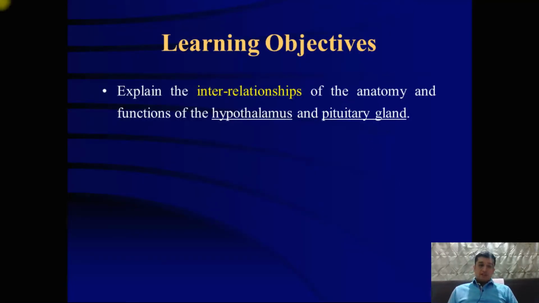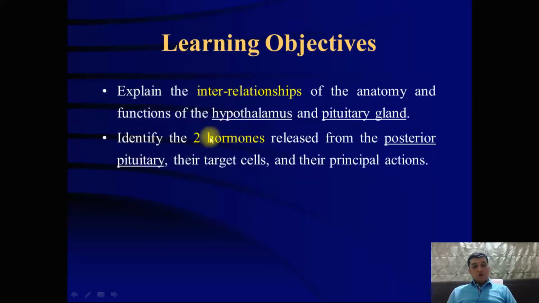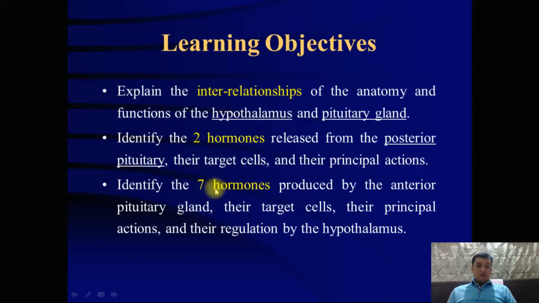After attending today's lecture, you will be able to explain the interrelationship of the anatomy and functions of the hypothalamus and pituitary gland. These are two major glands that control overall endocrine function in our body. Secondly, you will be able to identify two hormones released from the posterior pituitary gland with the target cells and the principal actions. And finally, you will be able to identify seven hormones produced by the anterior pituitary gland, the target cells, the principal actions, and the regulation by the hypothalamus.